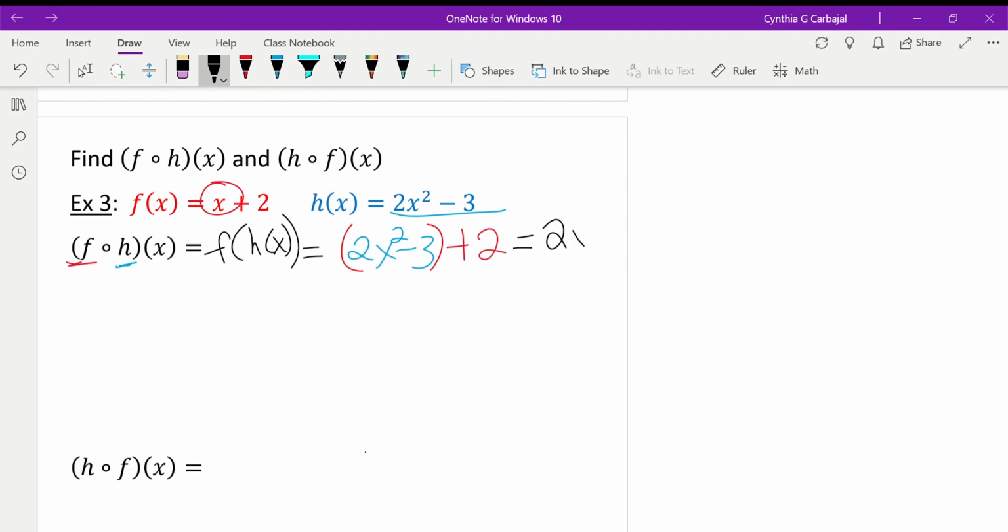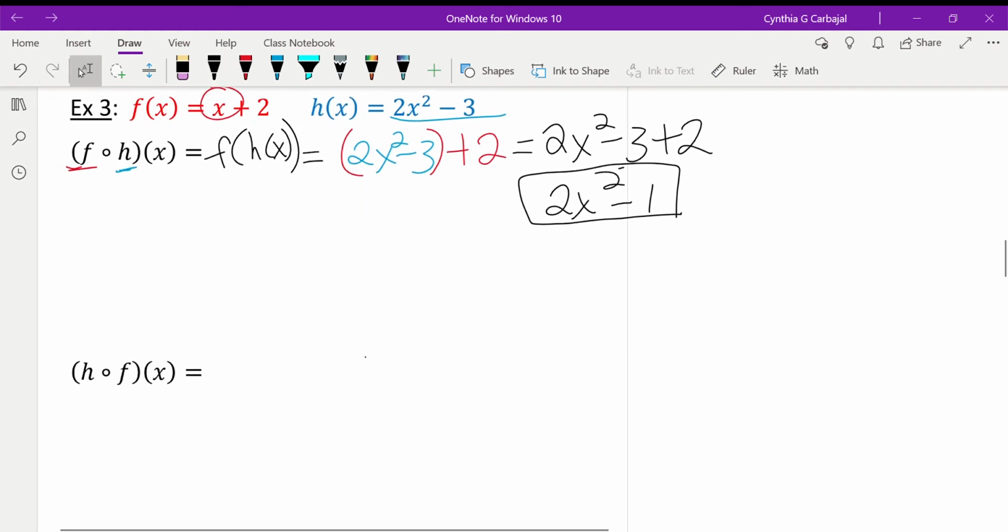And then once you take off the parentheses, you can easily see you just have negative 3 plus 2, and these two will simplify to give me 2x squared, and negative 3 plus 2 is negative 1. Okay, hopefully we are good with our positive and negative numbers. Alright, and that's that part. Now let's do it the other way around.